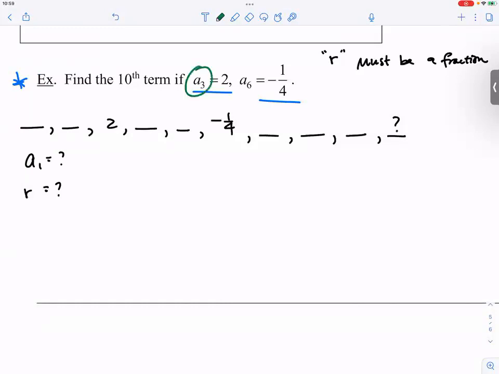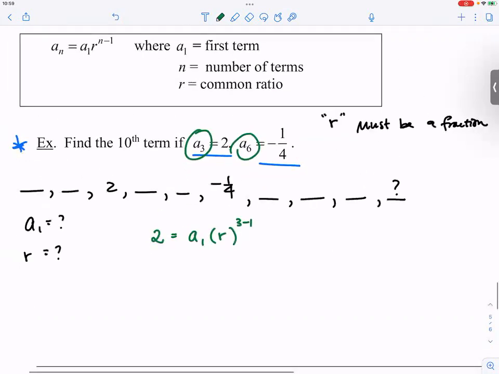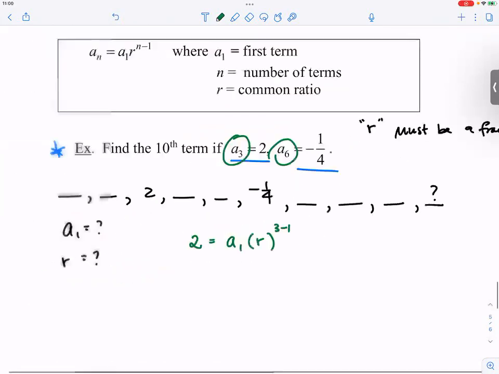Well, you got A3 and A6. So that means you can say, well, A3, which is 2, is equal to A1 times R to the n minus 1. We don't know the A1, and we don't know the R, but we know the n in this case. The n in this case will be 3. So we're using the nth term notation that we had earlier. We just write down whatever we know. And it's fine that we don't know A1 and R, because we just have two unknowns.